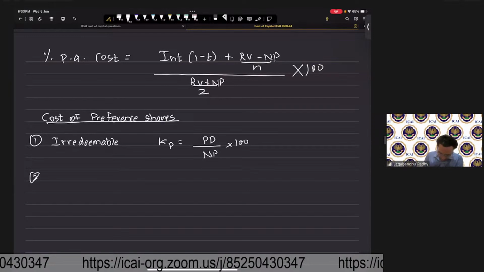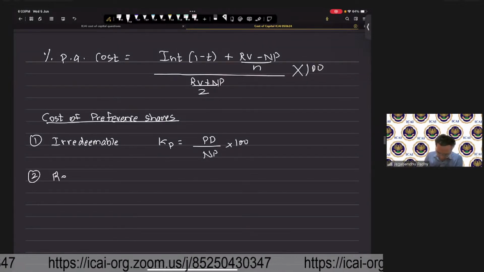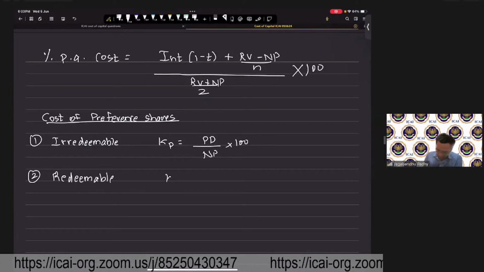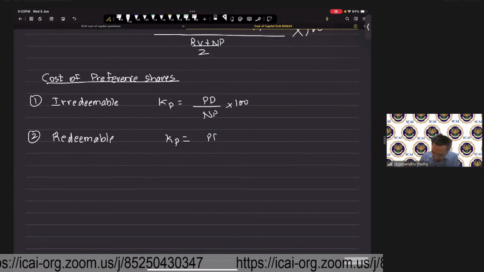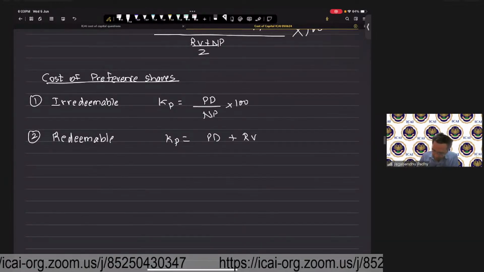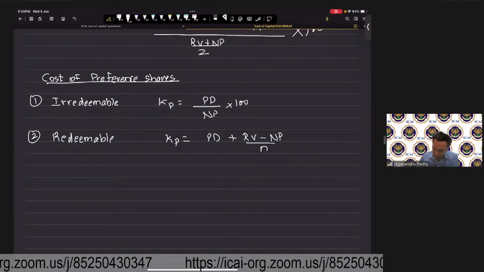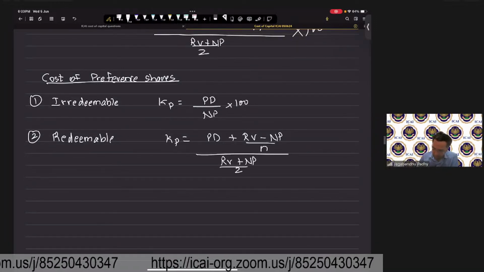And second case, if it is redeemable debenture, redeemable preference share, then the formula is similar to the cost of debt itself. It is preference dividend plus redemption value minus net proceeds upon n, the whole divided by redemption value plus net proceeds by 2.